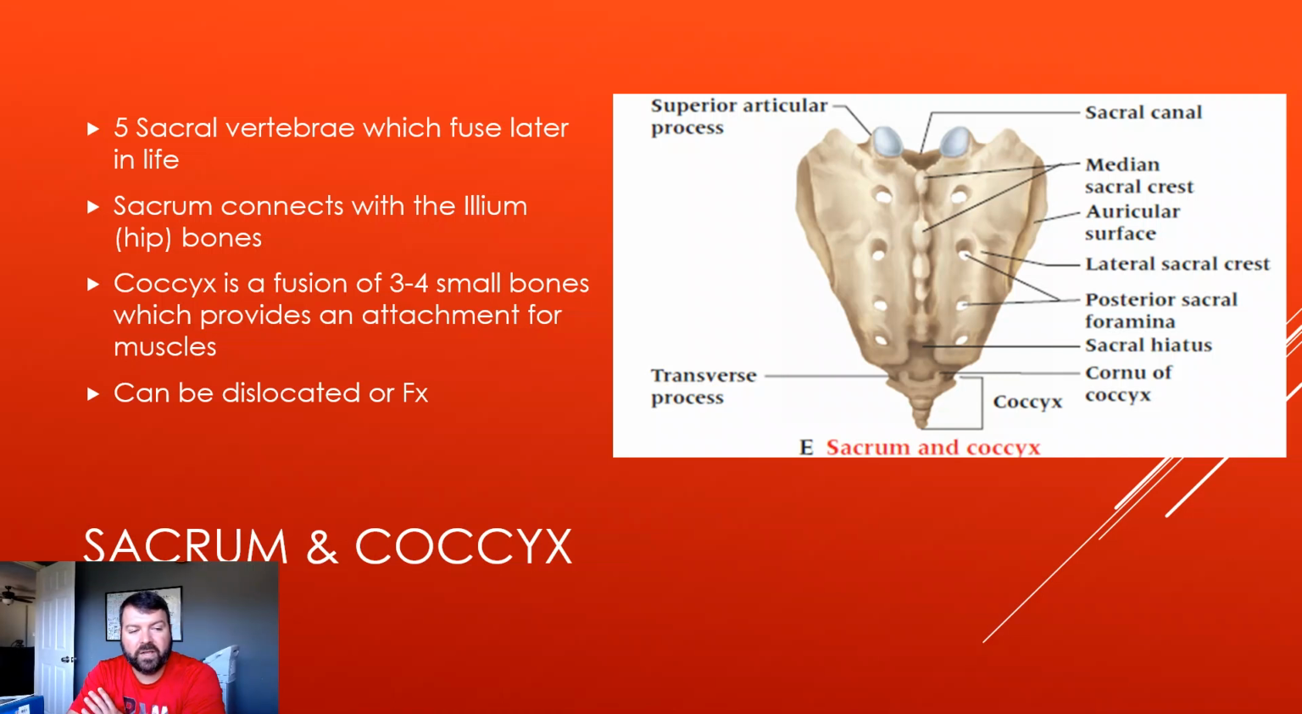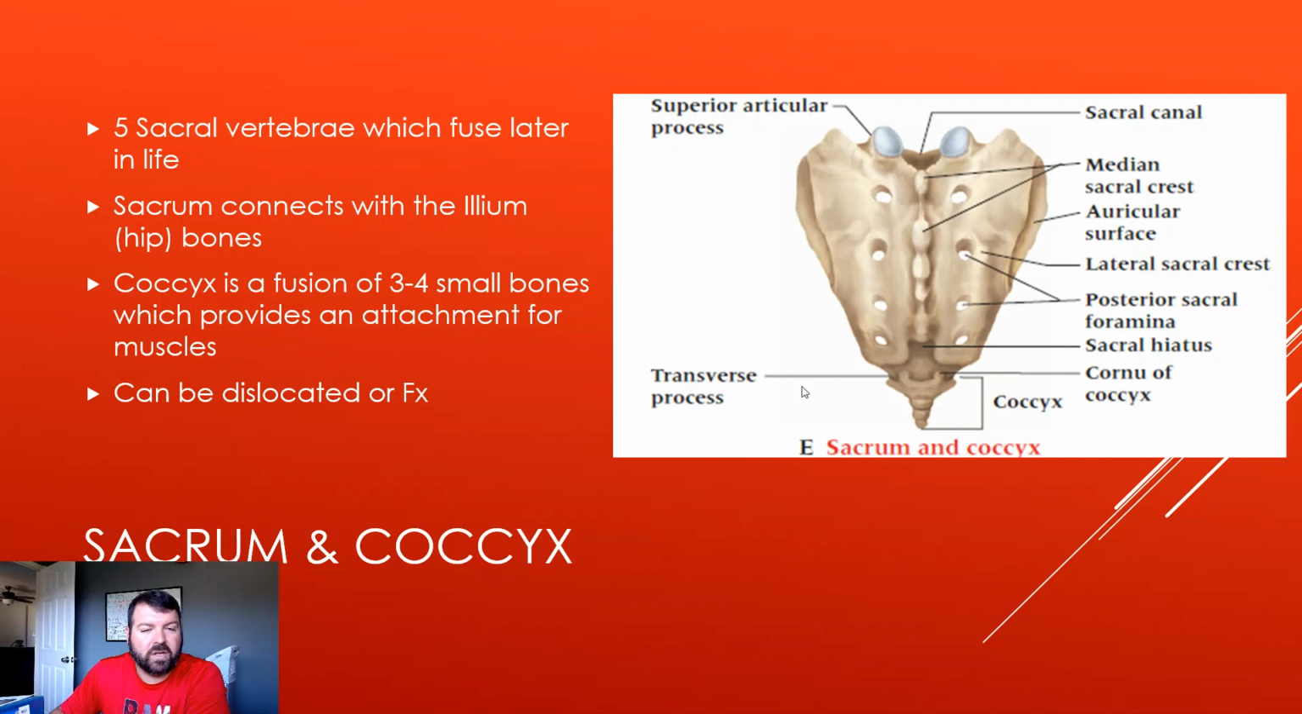Your sacrum and coccyx, excuse me. Okay, so 5 sacral vertebrae, fused together. So these are kind of fused in here, like there would be a line right in here as they separate. Your ilium, or your hip bones, attach here on the side of your sacrum.